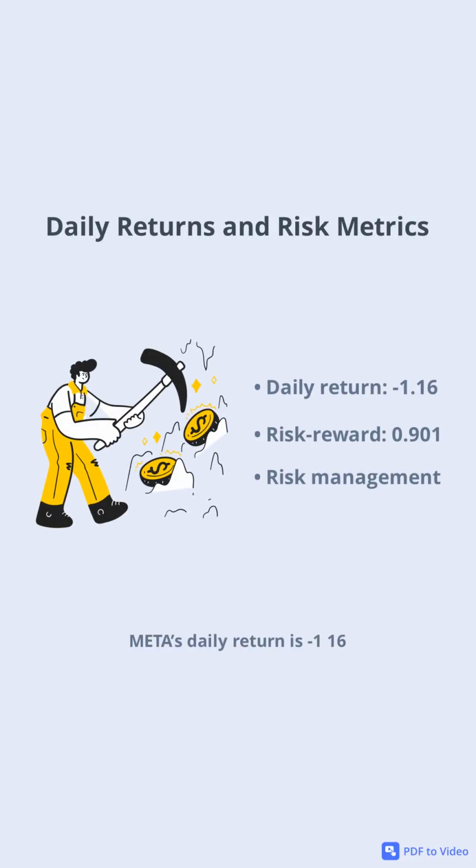Meta's daily return is -1.16, reflecting a recent pullback. The risk-reward ratio is 0.901, suggesting that the potential reward is slightly less than the risk. These metrics are crucial for portfolio management, helping traders balance potential gains against possible losses. Monitoring daily returns and risk ratios is essential for maintaining a disciplined trading approach.